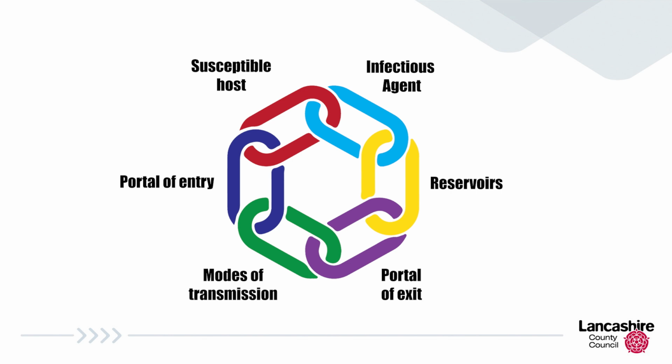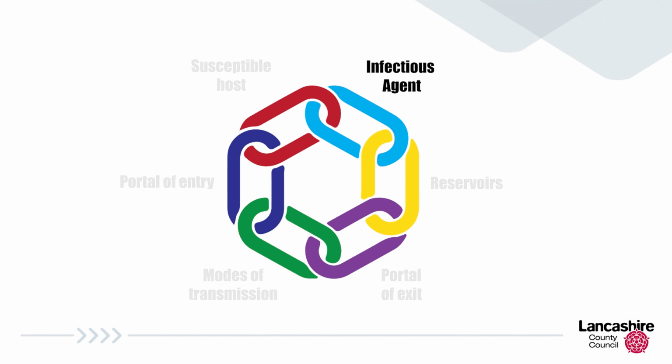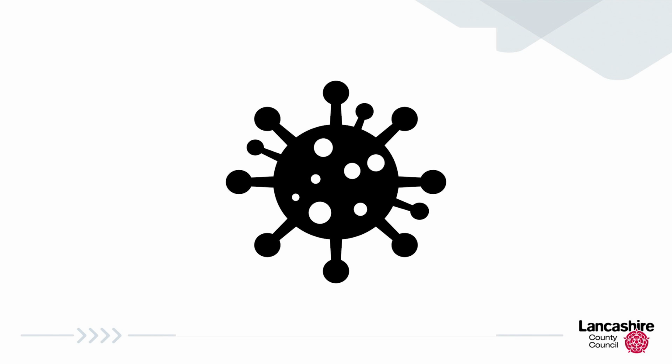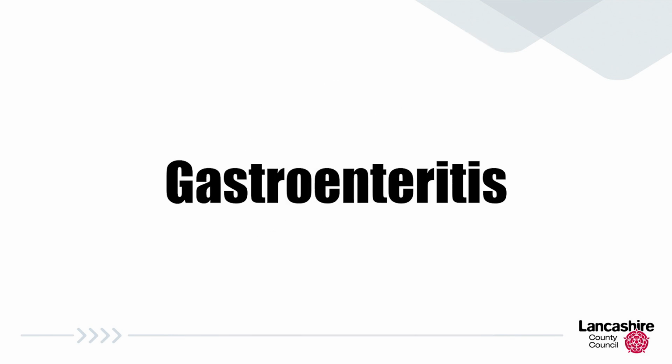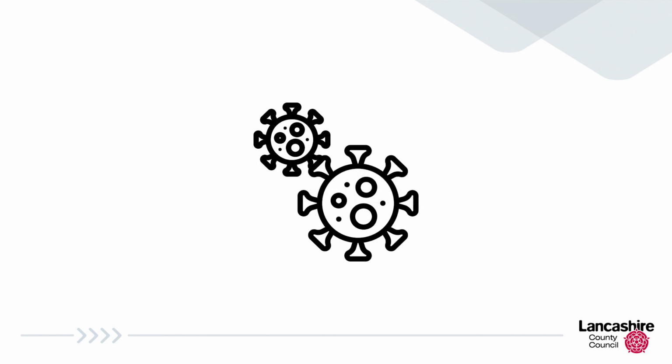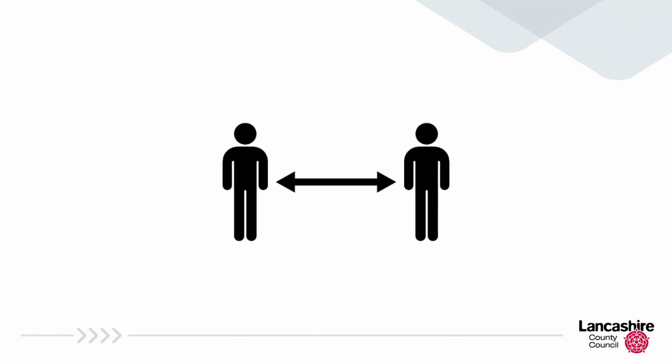We are now going to explore each link as they play a unique role within the chain and look at how each link can be broken or interrupted. The first link in the chain of infection begins with the presence of an infectious agent such as bacteria, viruses, fungi, parasites or prions. They enter the human body and establish an infection. Some examples of common infections include influenza, gastroenteritis, scabies and ringworm. These agents cause infections and can easily be passed from one host to another.